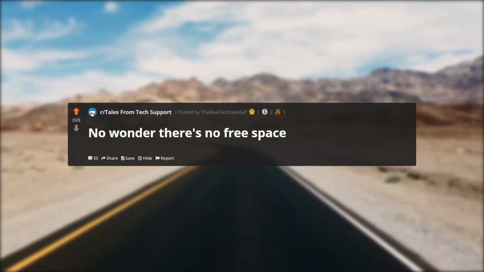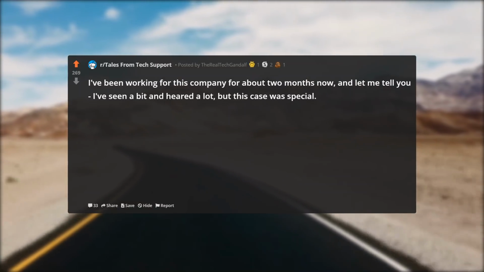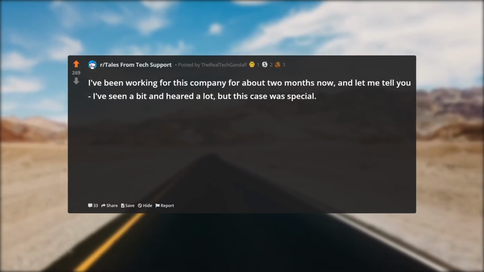No wonder there's no free space. I've been working for this company for about 2 months now, and let me tell you, I've seen a bit and heard a lot, but this case was special.